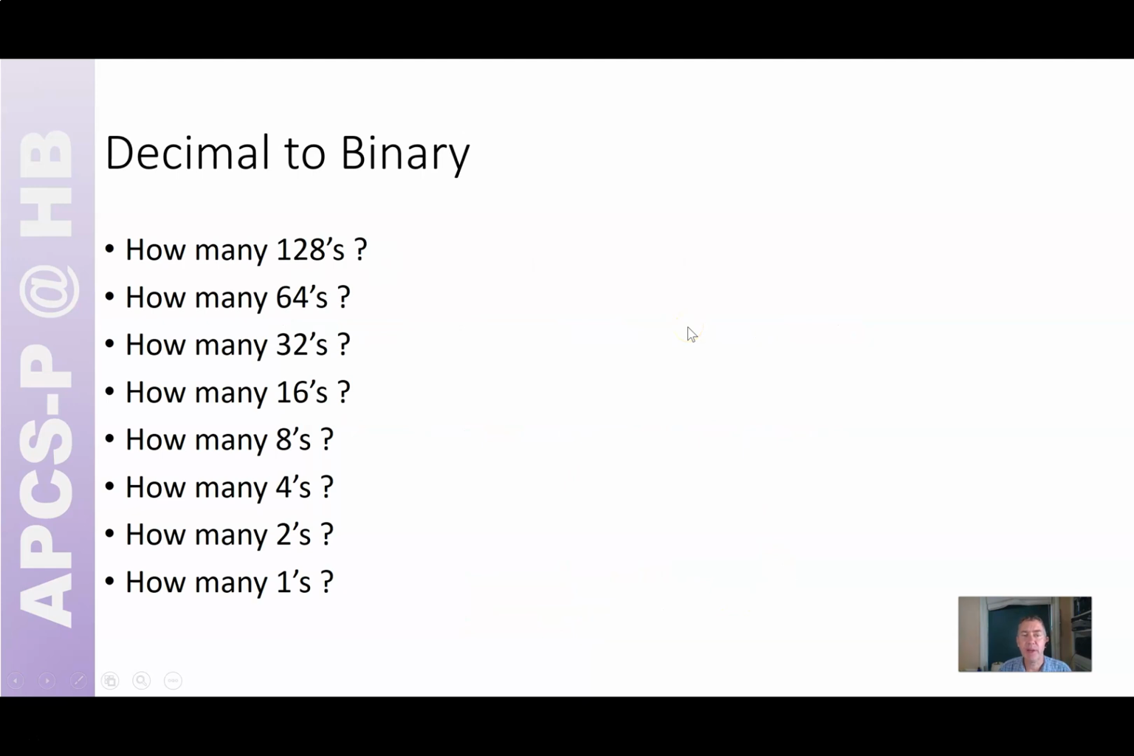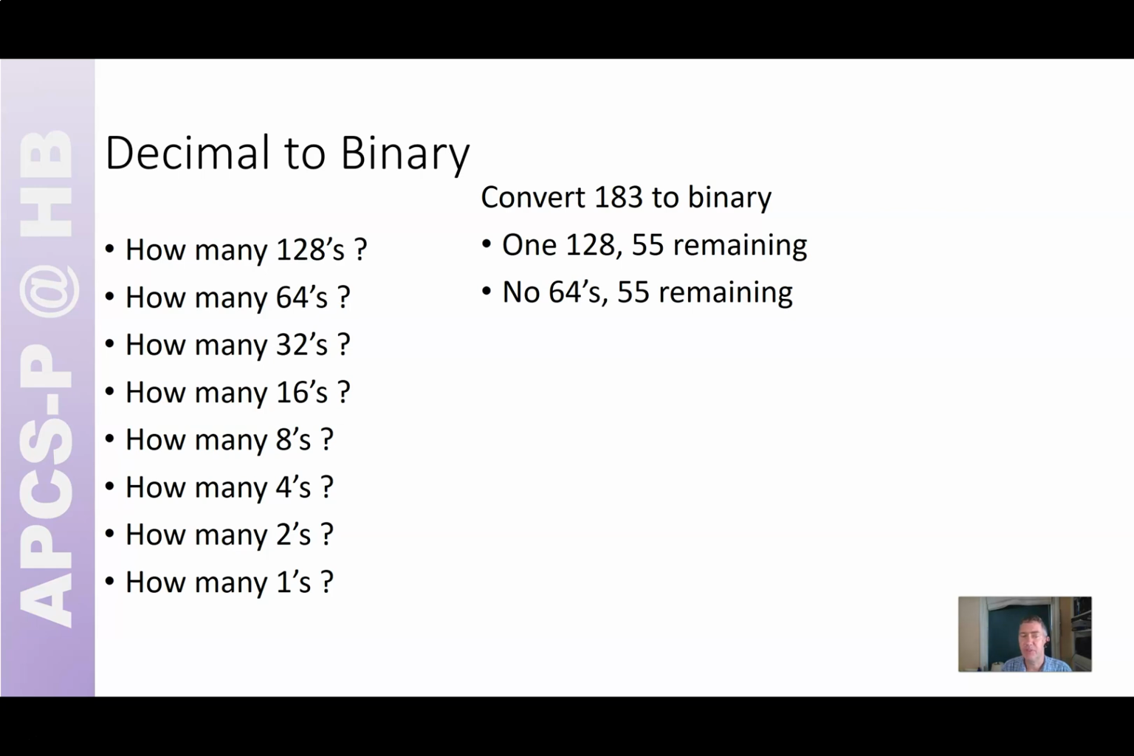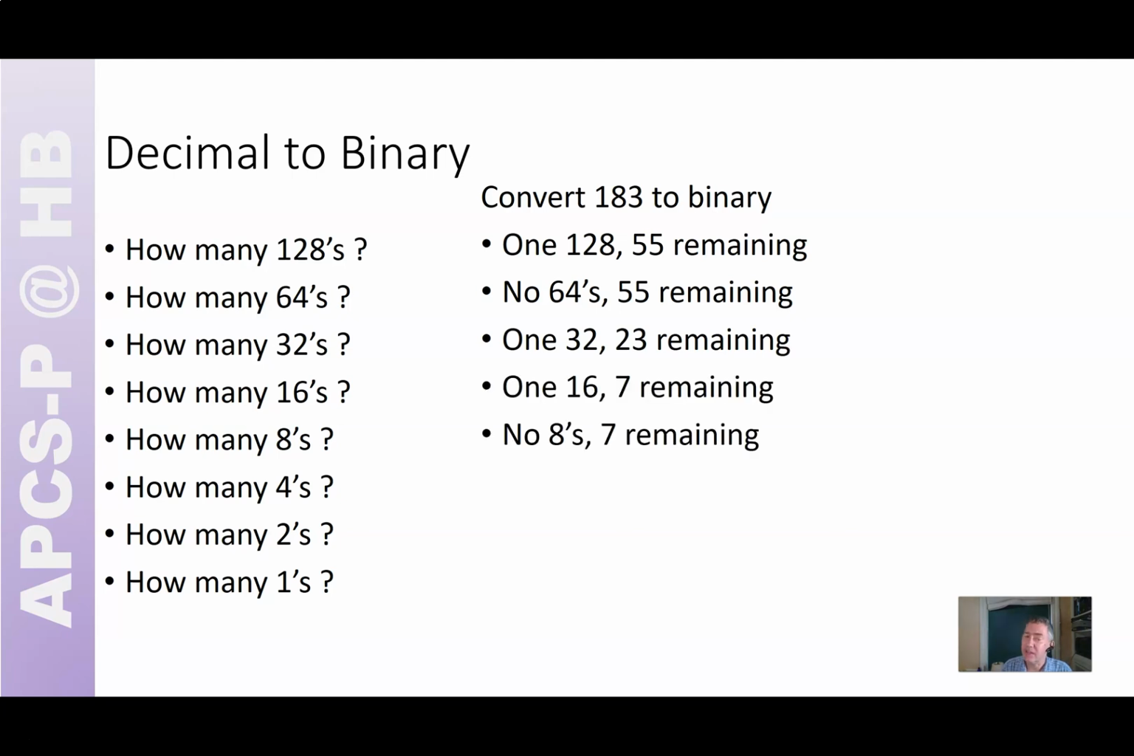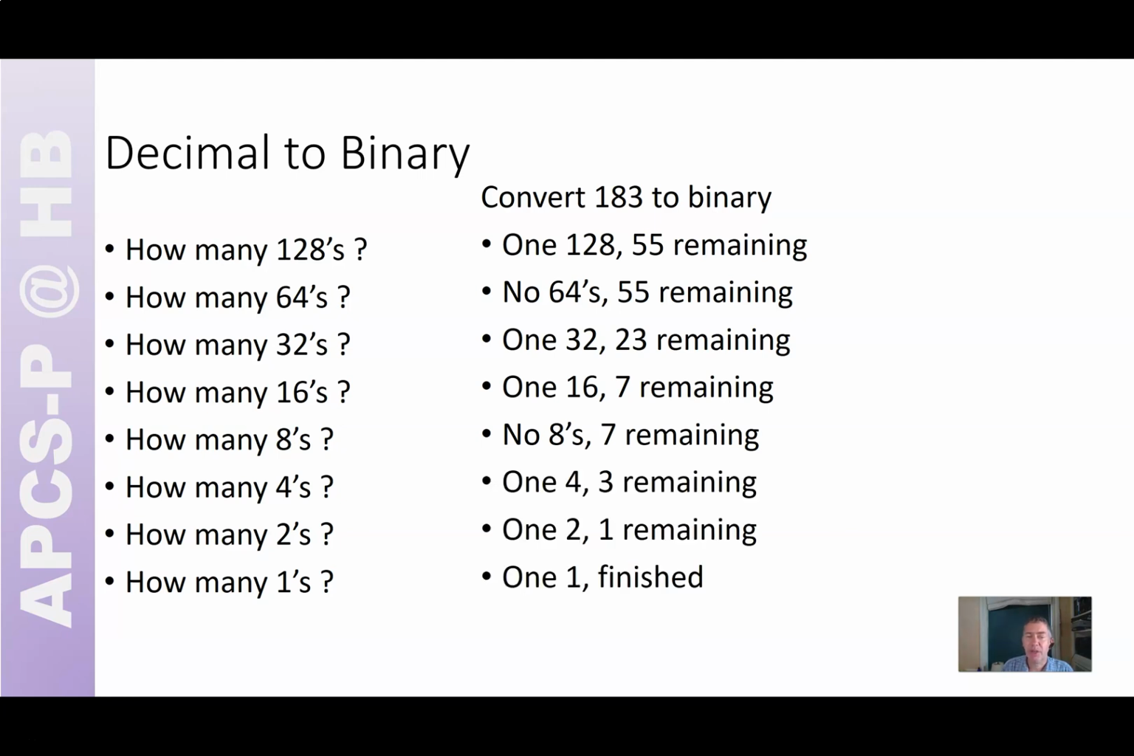So decimal to binary is sort of the opposite. You say, how many 128s are there in that number? How many 64s are in what's left? How many 32s? So we'll start with 183. How many 128s? There's 1, and that leaves 55 remaining. How many 64s? No 64s. So there's still 55 remaining, but we can take a 32 out. That leaves 23. We can still take a 16 out. That leaves 7. Can't take an 8 out because we only have 7, but we could take a 4, a 2, and a 1. So that tells me that our number is 10110111. Good.